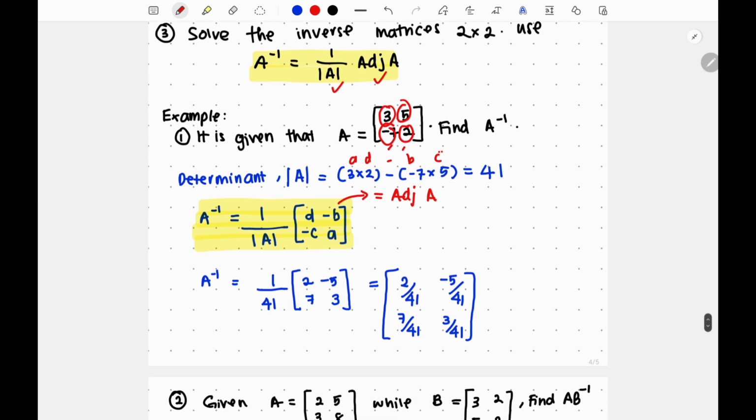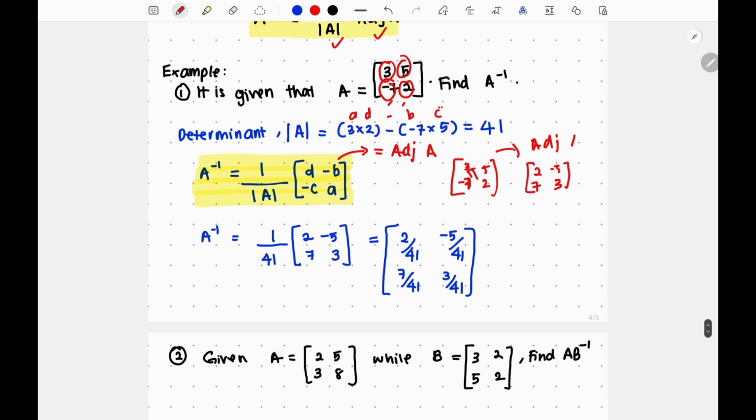So here the determinant you got is 41, and for the adjoint A you can find it like this, where you just need to interchange between 3, 2, -7 and 5. So for the adjoint A, for 3 and 2 you need to exchange their position. So it would be 2 here and 3 here, and then -7 here and 5 here. You need to times them with -1. Therefore you will get 7 and -5 here. So yeah, it is adjoint A.